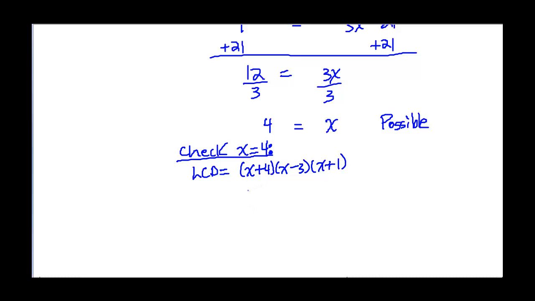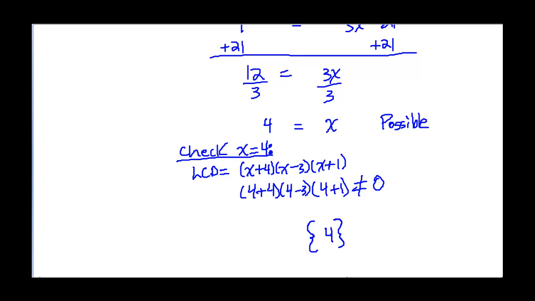All right, plugging in 4 for x, I get 4 plus 4, that's not 0. 4 minus 3, that's not 0. 4 plus 1, that's not 0. So if I multiply three things where none of them is 0, then I know that this thing does not equal 0. And again, I don't really care what it equals as long as it does not equal 0. So that means that this is not an extraneous solution. It is actually my solution, x equals 4.